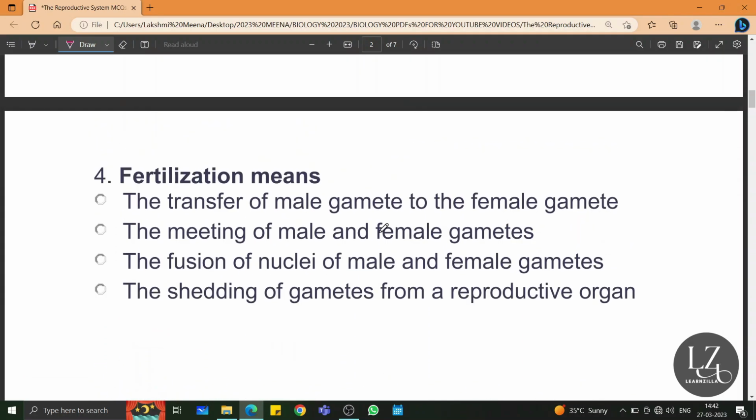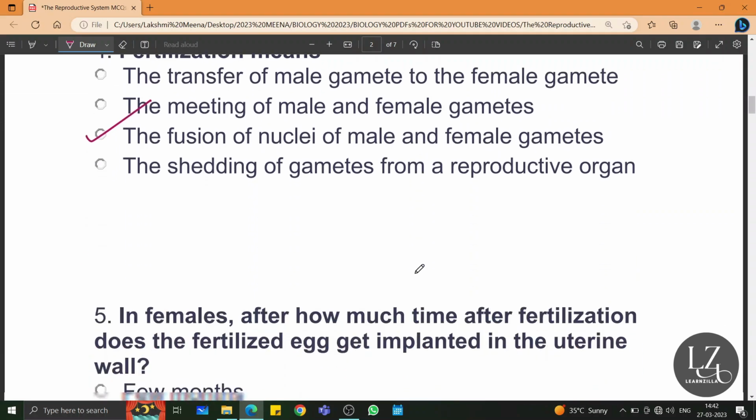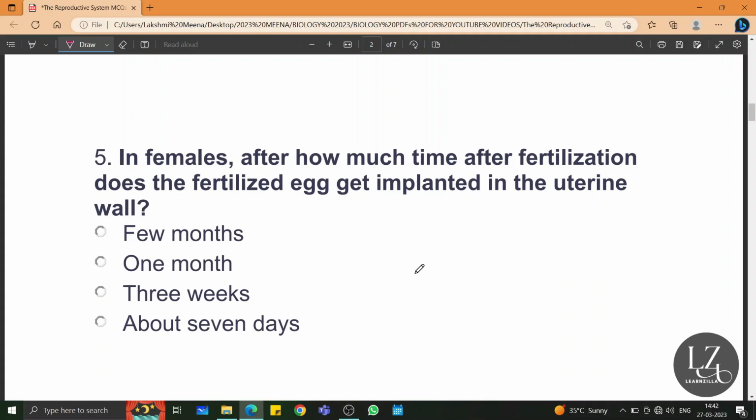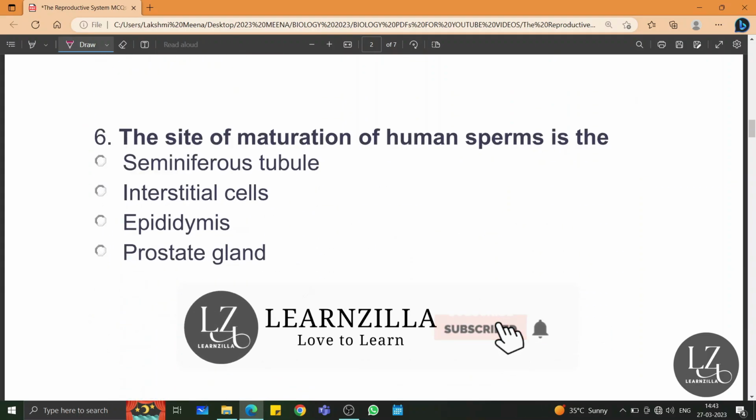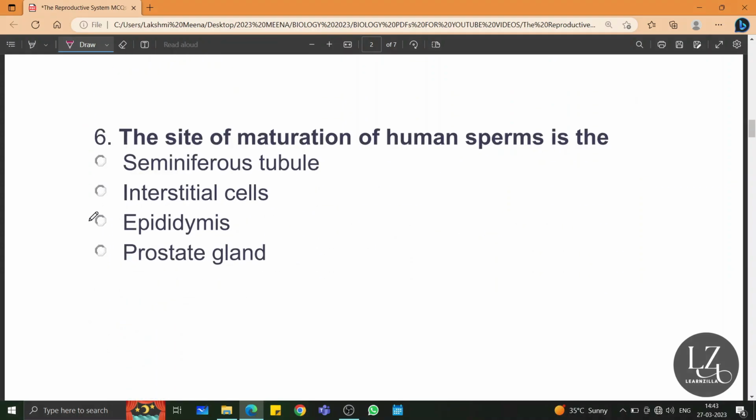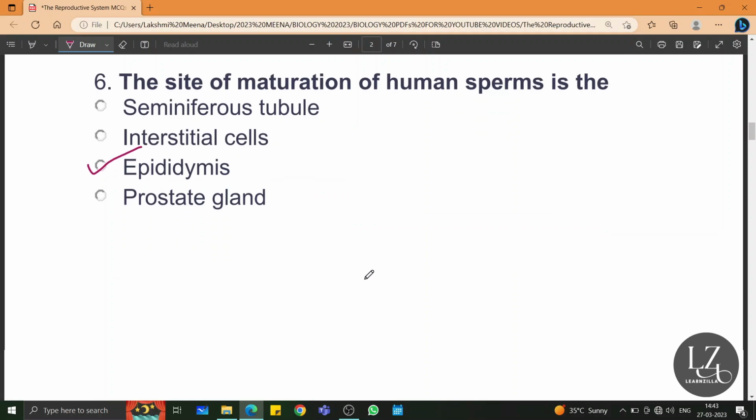Fertilization means the fusion of the sperm and ovum. Sperm the male gamete and ovum the female gamete. In females, after how much time after fertilization does the fertilized egg get implanted in the uterine wall? About 7 days. After 7 days of fertilization, the blastocyst gets implanted in the uterine wall. The site of maturation of human sperms is the epididymis. Sperms are produced in testis, matures in epididymis.